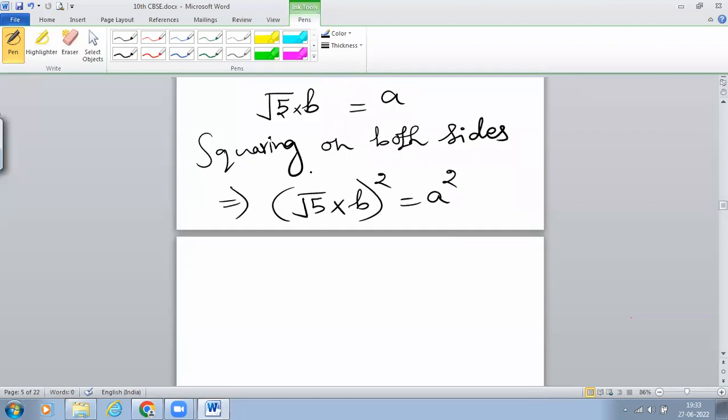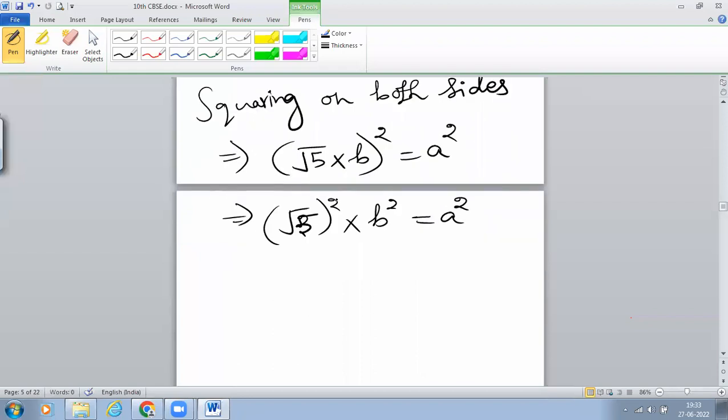Now we have to bring down this square inside separately for root 5 and b, because it is of the form a into b the whole power m, which can be expressed as a power m into b power m. Now I'm going to put this power 2 inside, for root 5 as well as b separately. Now root 5 the whole square into b square is equal to a square. Root 5 the whole square means, square and square root always get cancelled, so we'll get 5 into b square is equal to a square.